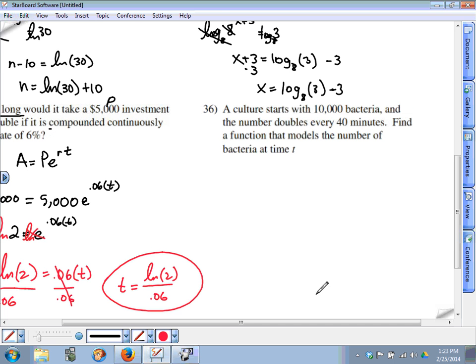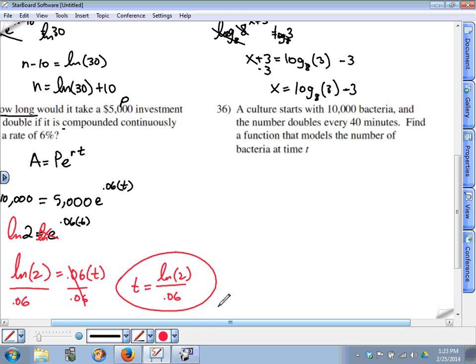Now, question 36. The formula for this function is very, very similar to this one. It's the amount at any given time t, which is what they're searching for. Find a function that models the number of bacteria at any time t. So it's A of t is equal to A sub 0, which is the initial count, times e to the kt, where k is the growth factor, A sub 0 is the initial, t is time. Now it starts with 10,000, that's our A sub 0.